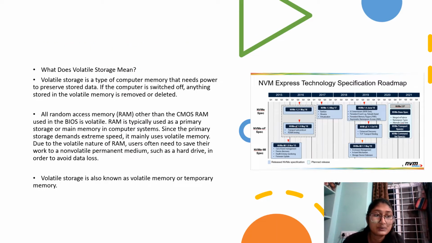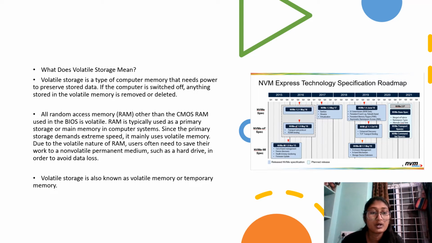What does volatile storage mean? Volatile storage is a type of computer memory that needs power to preserve stored data. If the computer is switched off, anything stored in the volatile memory is removed or deleted. All random access memory other than CMOS RAM used in the BIOS is volatile. RAM is typically used as primary storage or main memory in a computer system. Since the primary storage demands extreme speed, it mainly uses volatile memory due to the volatile nature of RAM.